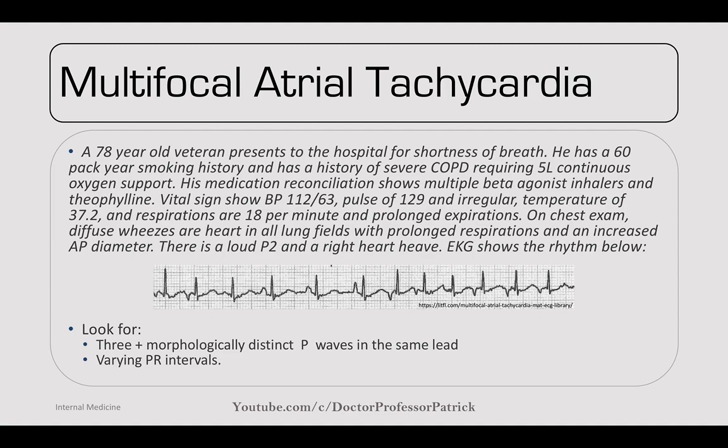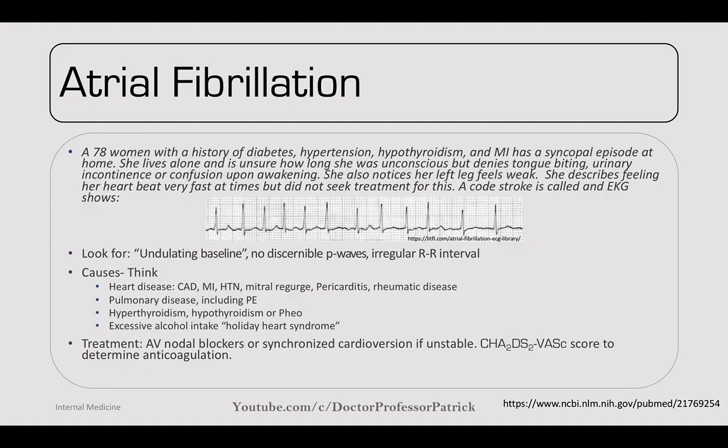So you're going to want to look for 3 morphologically distinct P waves in the same lead. So P waves or atrial beats starting from all different areas. So everywhere in the atria thinks that they are the AV node. So varying PR intervals because you're going to get contractions from various points in the atria. And then last, we've got atrial fibrillation. So this is the most common after sinus tachycardia.